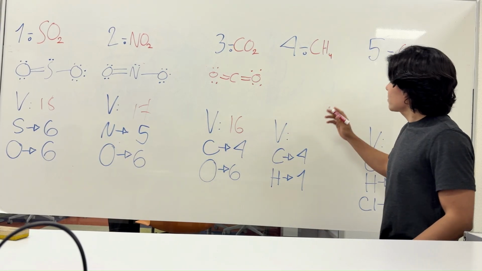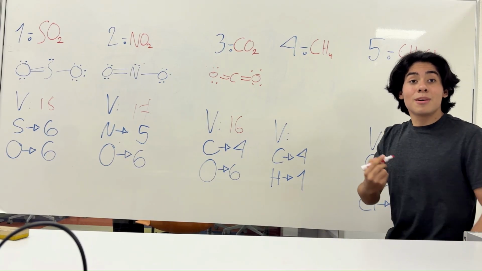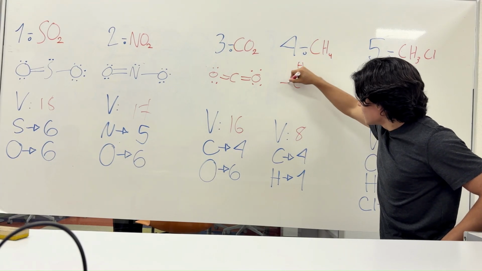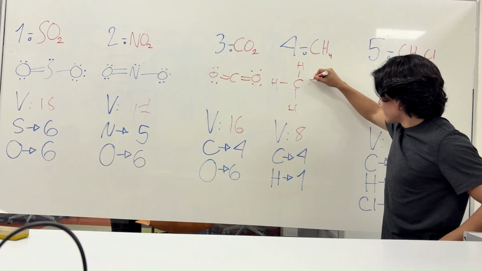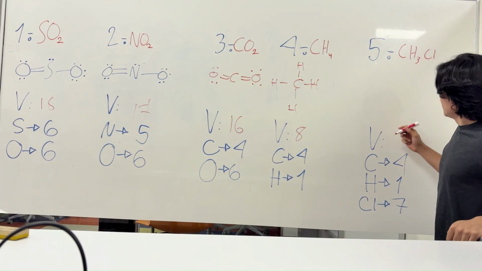Excellent, excellent. Now this C equals 4. H is 1, but we have 4 H's. 4 times 1, 4. We have 8. Now we do H, H, H, H. Great, amazing. Now the last one, the most difficult item.